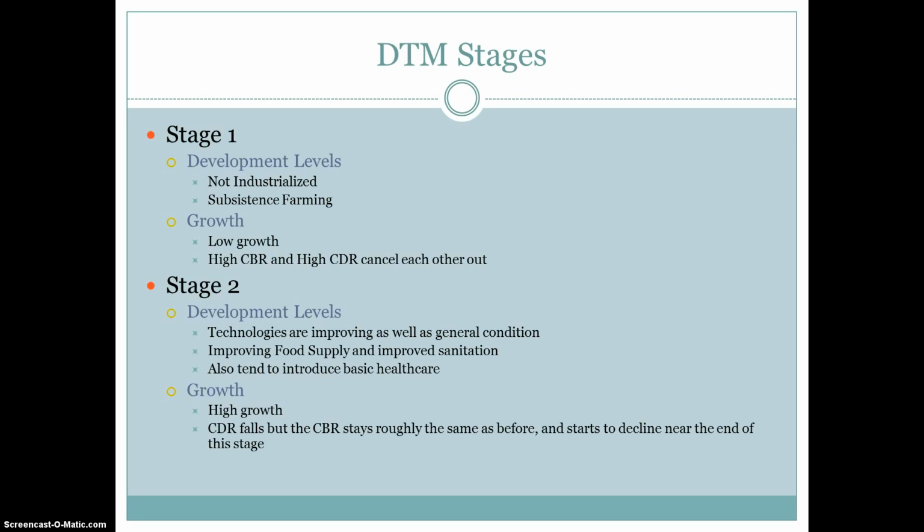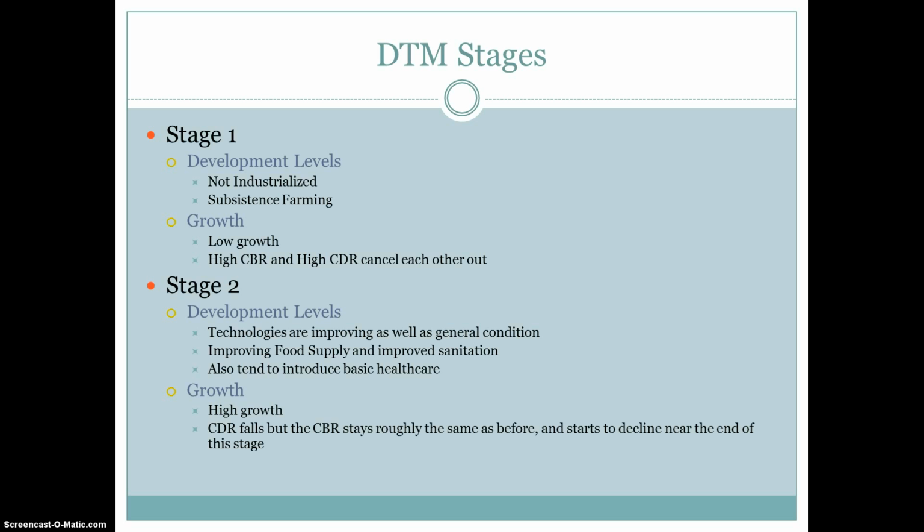When we look at stage 2, countries in stage 2 have development levels where technologies are improving as well as the general condition of the population. In stage 2 countries, we're seeing an improved food supply and improved sanitation. Also, stage 2 countries tend to introduce basic health care. This last point is important when we look at the epidemiological transition model.